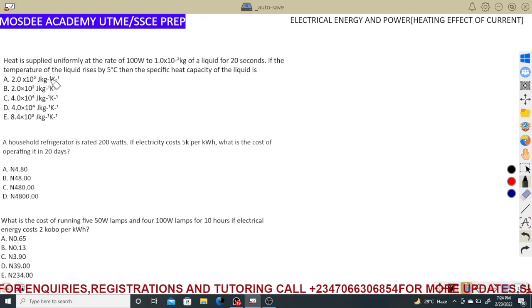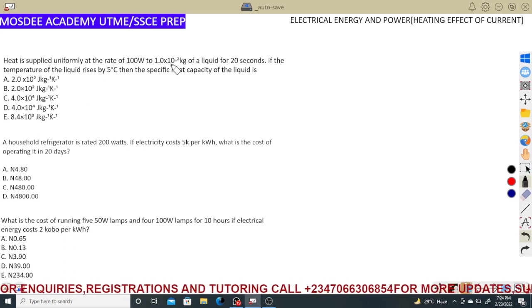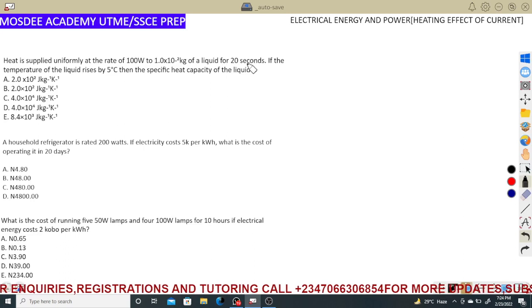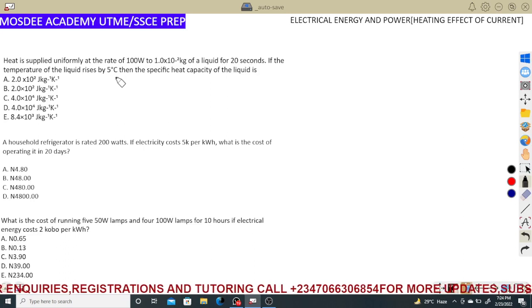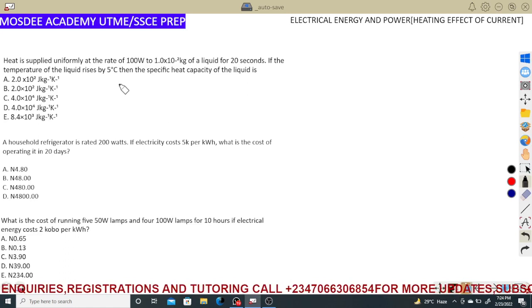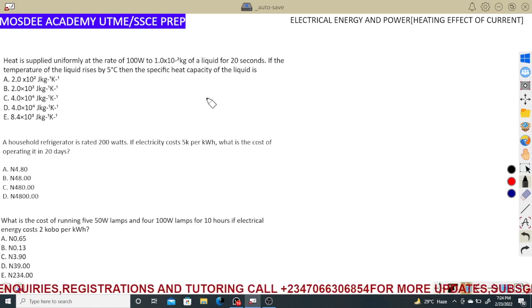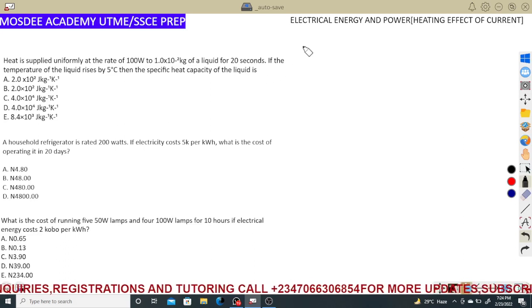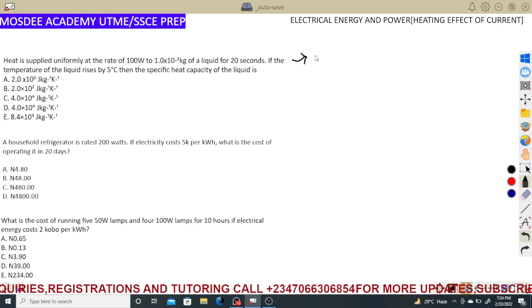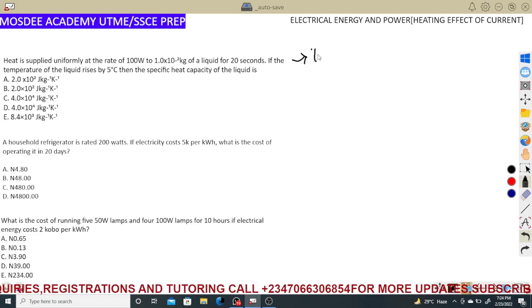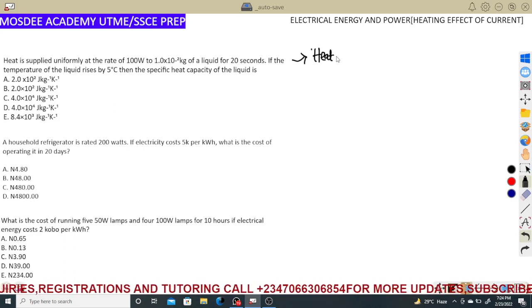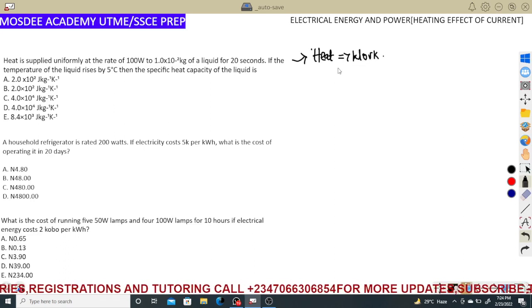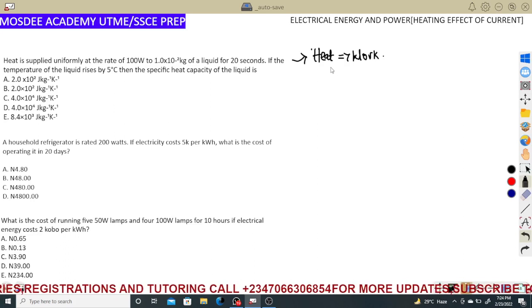The next question is: if heat is supplied uniformly at the rate of 100 watts to 1.0 times 10 raised to negative 2 kilogram of a liquid for 20 seconds, and the temperature of the liquid rises by 5 degrees Celsius, then what is the specific heat capacity of the liquid? We've done a lot of this under heat and calorimetry. So you know we are talking about the heating effect of current. I told you under that chapter that Joule showed in 1823 that heat can be converted to work. We won't talk a lot about thermodynamic processes, entropy, the second law, and so on and so forth.